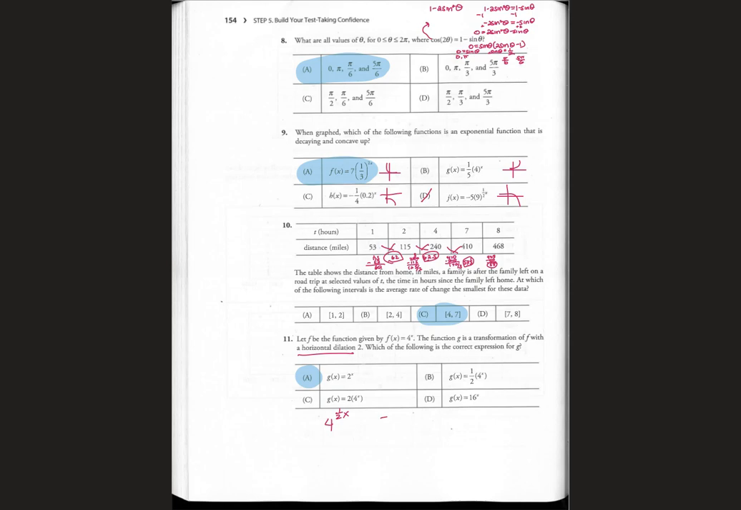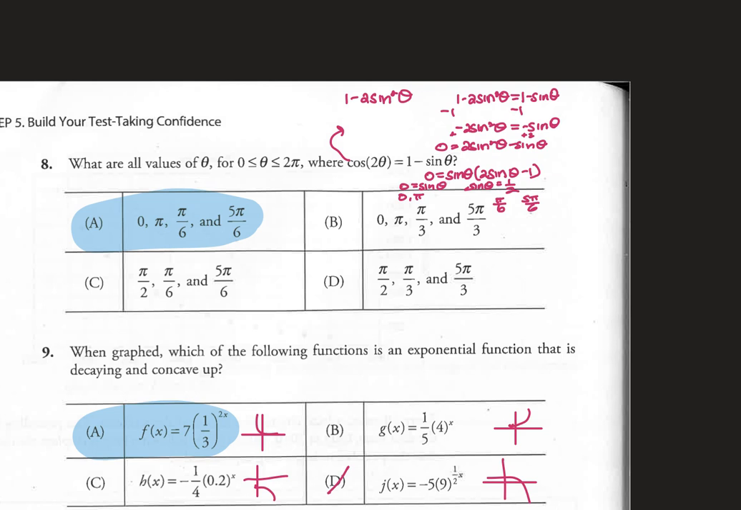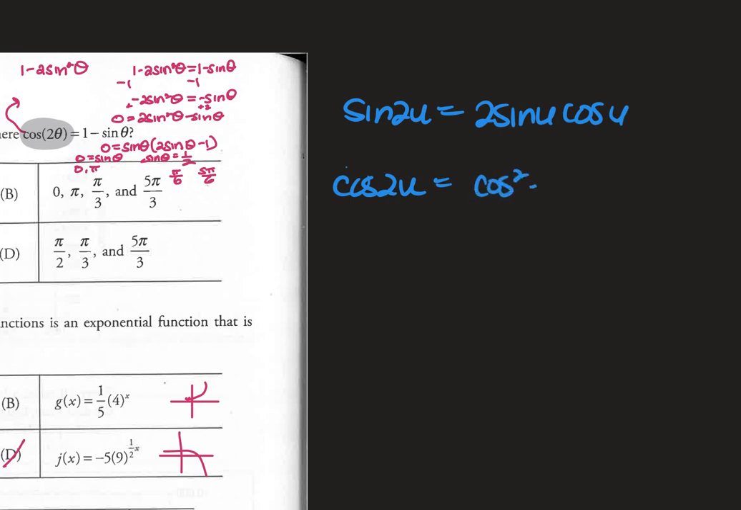All right, 8 was your trig function. So this time you're solving, and in this question was your double angle. You have to know your double angle formulas. Sine of 2 theta, this is all on that cheat sheet too. Sine of 2 theta is 2 sine cosine. Cosine 2 theta has 3 options: cosine squared minus sine squared, 2 cosine squared minus 1, and 1 minus 2 sine squared. You have to know these because they will be built into the questions just like this one is.